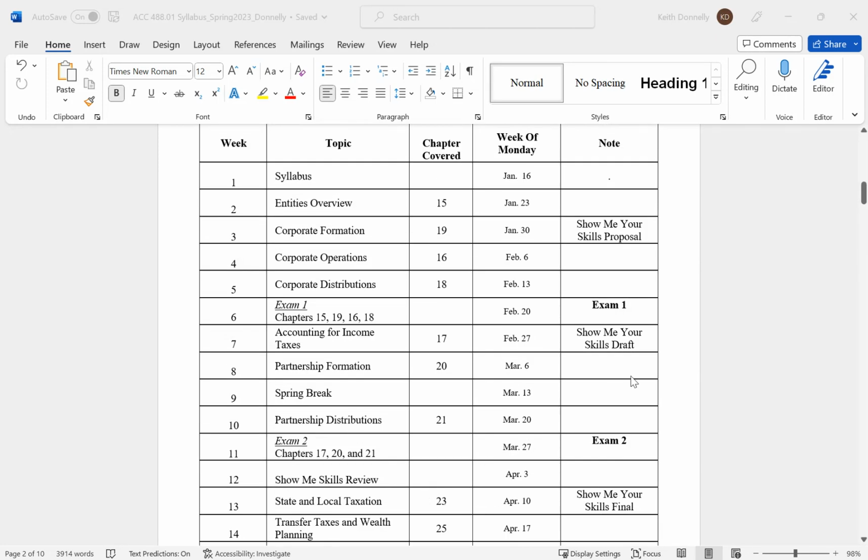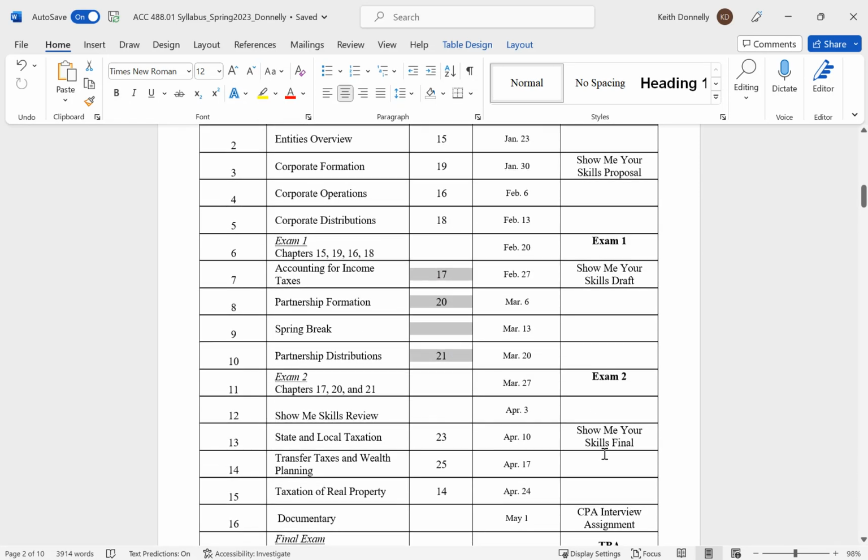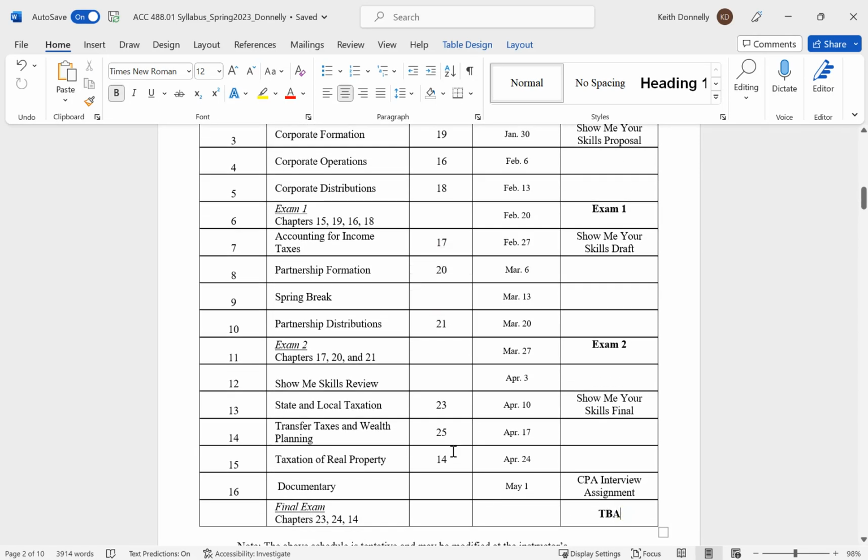And then the exams themselves. This exam is just going to be on those chapters. This exam is just going to be on those chapters. This one right here is just on that material. In other words, it's not cumulative. The final exam is not going to be on all 10 or 12 chapters.